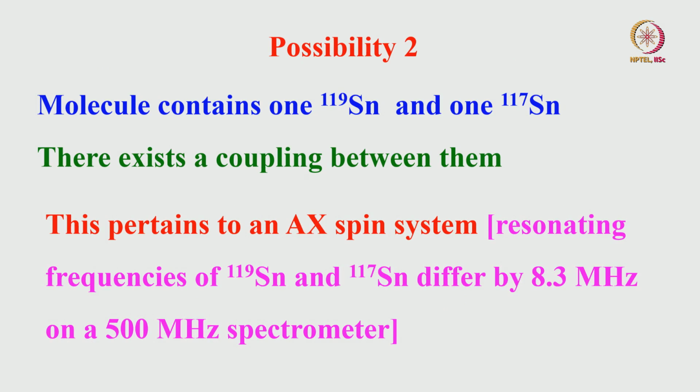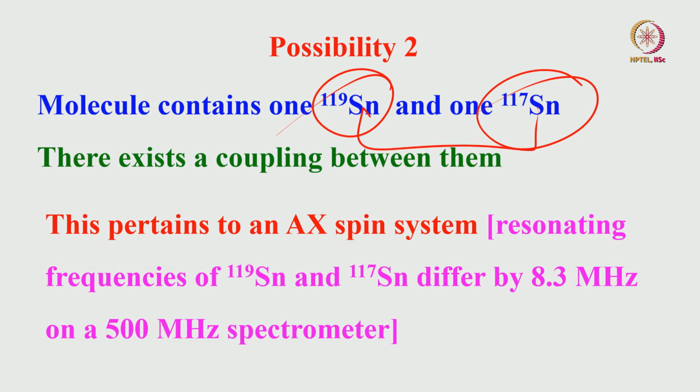With this we will consider what is the possibility. There is a possibility the molecule contains one 119, the other 117. There are 2 isotopomers. But remember, both of their abundances, I said 7.6 and 8.6, both of them are equally abundant, both of them are spin half. There could be a coupling between them. We cannot stop that. And both of them may have a different resonating frequency.